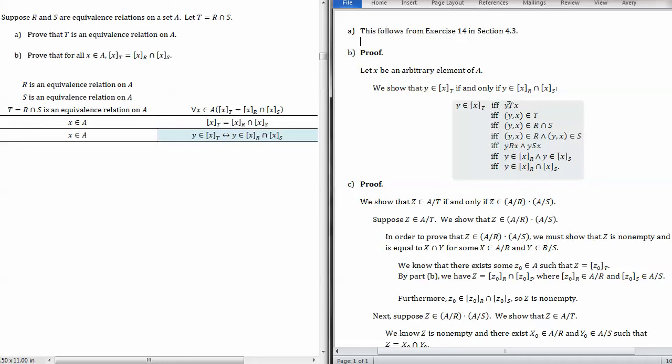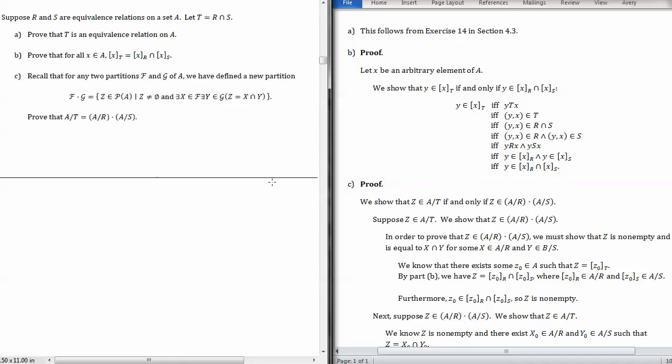Y is in X bracket T if and only if Y T X, if and only if YX is in T. And then T is defined to be the intersection of the relations R and S. And okay, so if YX is in that intersection, then we know YX is in R and it's in S. Or just changing notation, Y R X and Y S X. And each of those means that Y is in the equivalence class of X with respect to R, and Y is in the S equivalence class of X as well. Therefore, Y is in the intersection. Okay? And all that reasoning goes backwards too. These are if and only ifs, so we are done with part B.